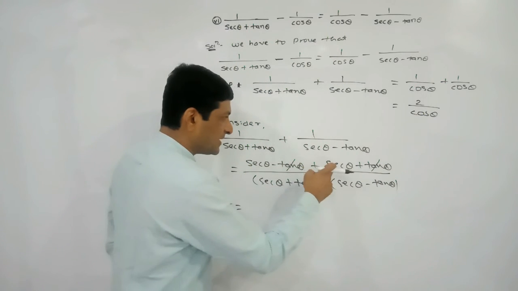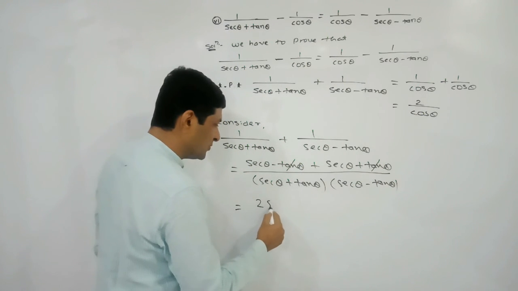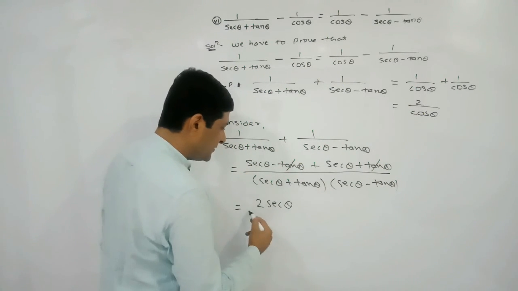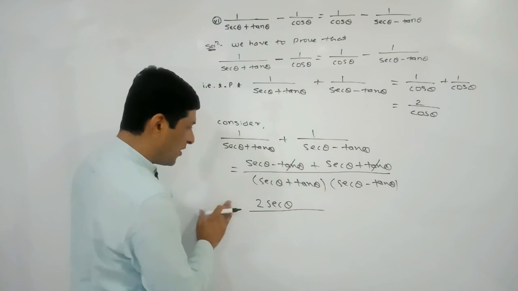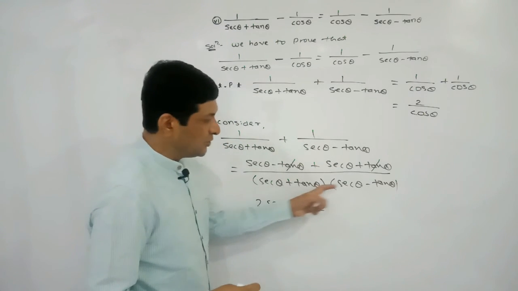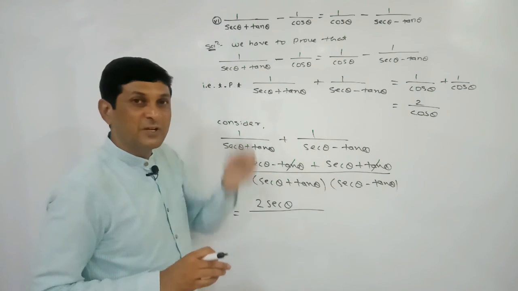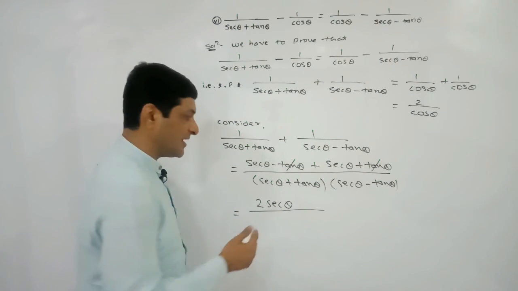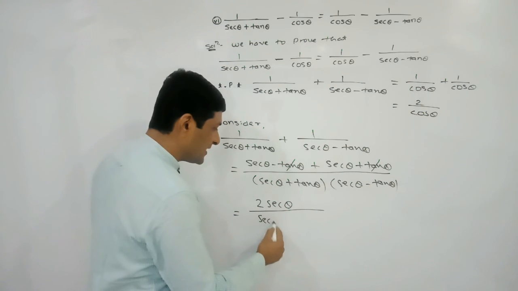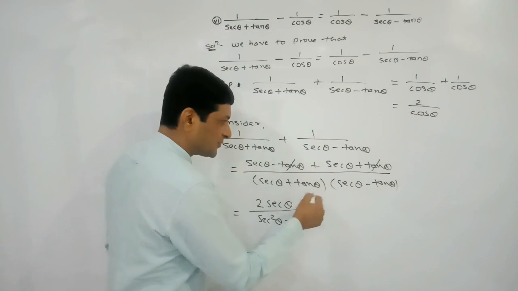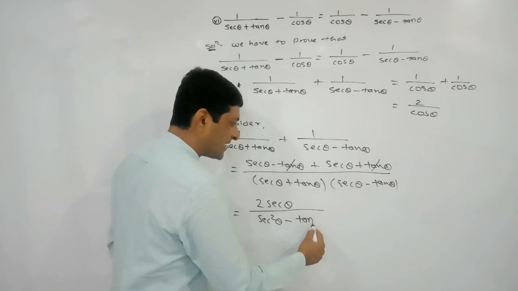Sec theta plus sec theta will be equal to 2 sec theta, and terms in the denominator are in the form of a plus b into a minus b, and what is the product of a plus b into a minus b? Will be equal to a square minus b square. A square means what result we will get here? Sec square theta minus b square. B square means what? Tan square theta.